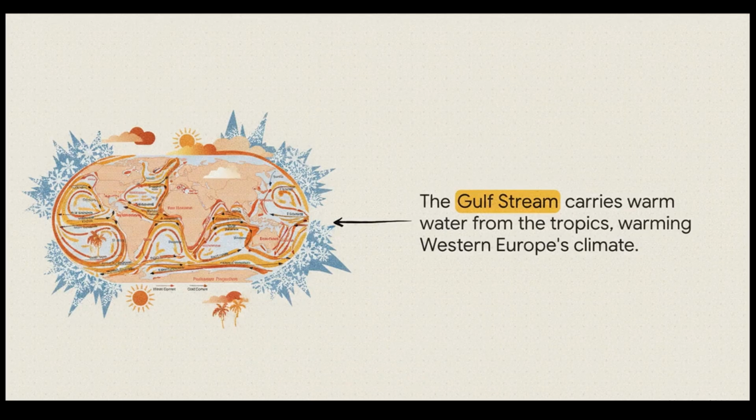And if you want to see just how big a difference this makes, look no further than the Gulf Stream. This is a massive river of warm water flowing from the tropics all the way up to Western Europe. It is the single reason that London has relatively mild winters instead of brutally cold ones like you'd find in Siberia, even though they're at similar latitudes. It's a perfect example of the planet's heating and cooling system in action.